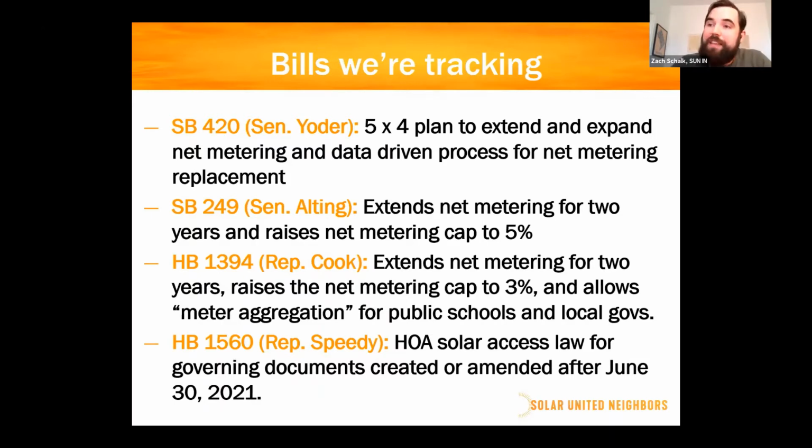And then finally, there's HB 1560, introduced by Representative Speedy, which is an HOA solar access law, basically stopping homeowners associations from putting unreasonable restrictions on or banning solar installations on homes in the HOA. This would only apply for governing documents created or amended after June 30th of this year.